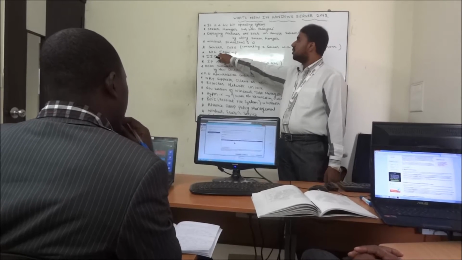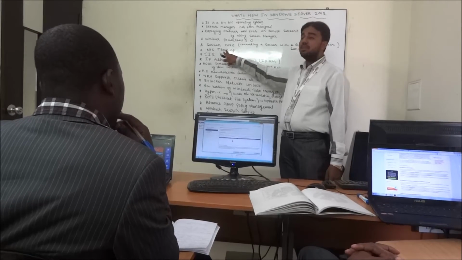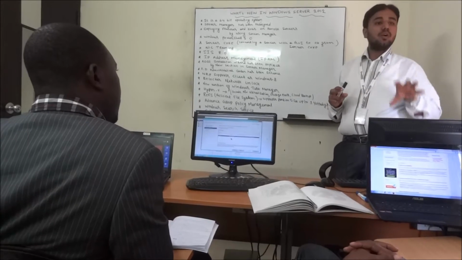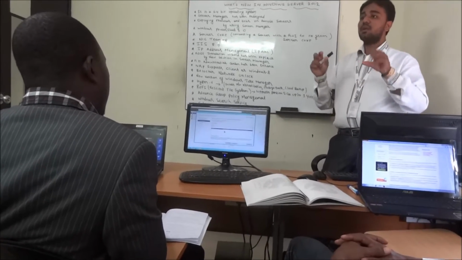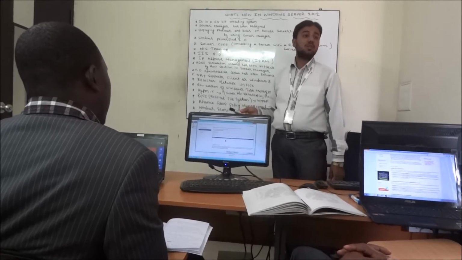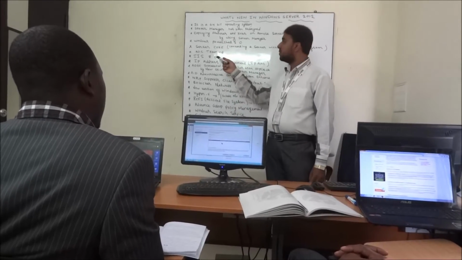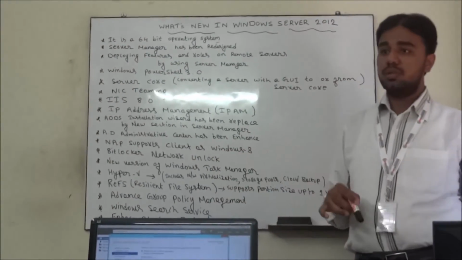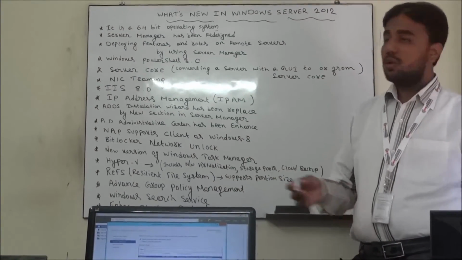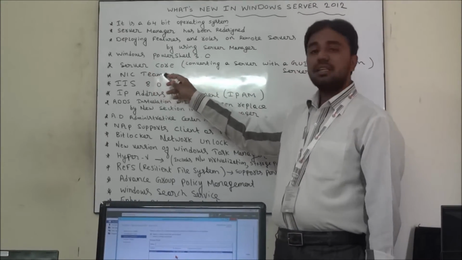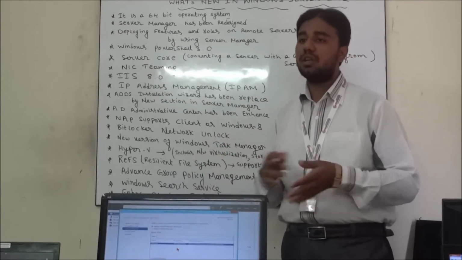Then coming to Network Interface Card Teaming, NIC Teaming. I can create a group of my adapters. This feature is specially used for fault tolerance and load balancing. You have seen this feature in multiple virtualization tools like VMware, and in Hyper-V. They have added it here also, so I can create a group and use it for fault tolerance and load balancing.